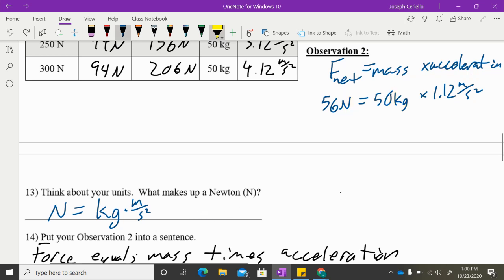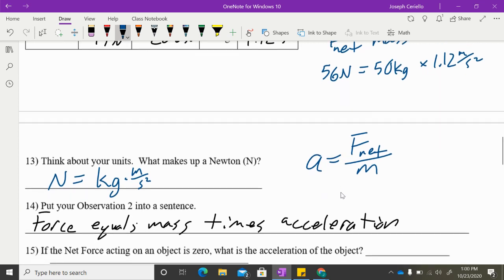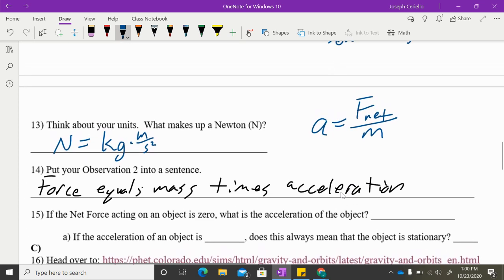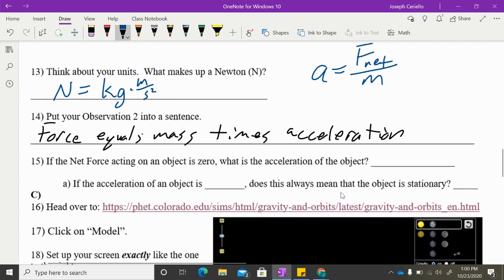Now, that's not the way it's written on the reference table. The way the reference table writes the equation, anyway, is a, acceleration, equals F net over m. So putting it into a statement, force equals mass times acceleration.